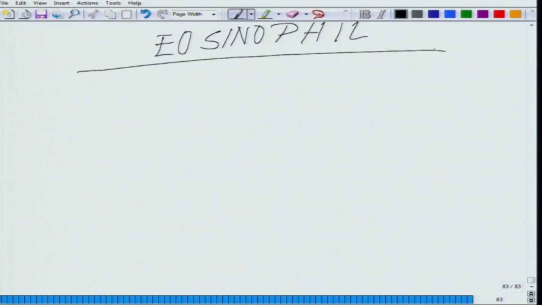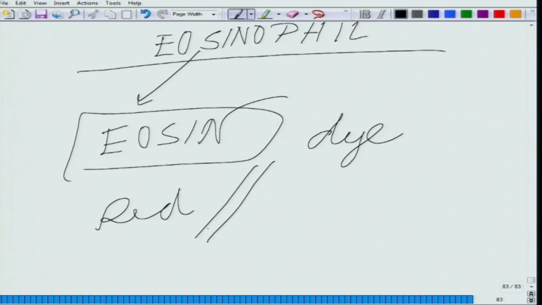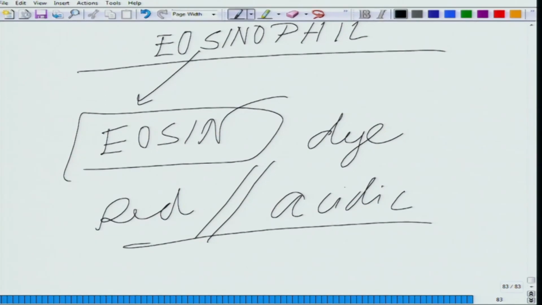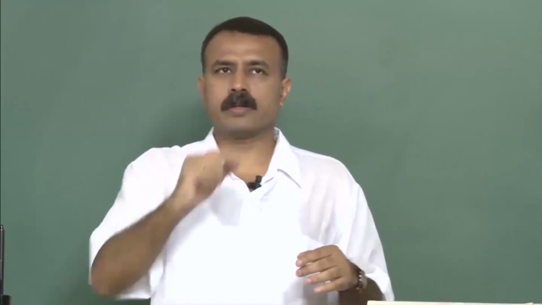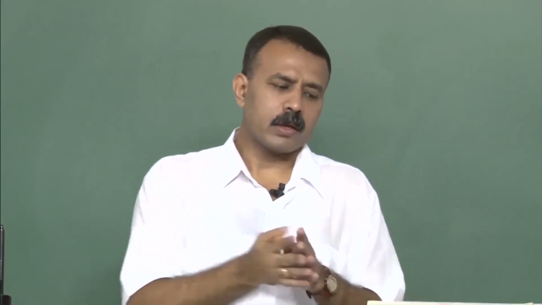Eosinophil got its name because it binds to eosin dye, which is dark red in color and acidic in nature. If you see it under the microscope, the eosinophil will look red all over, because eosin is red and it is acidic in nature. That is why it is called eosinophil, eosin dye.